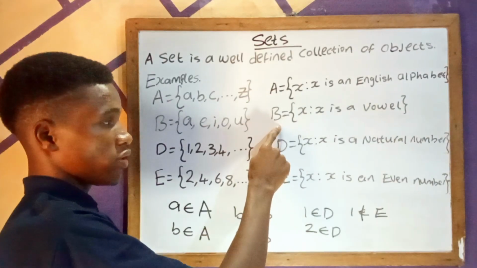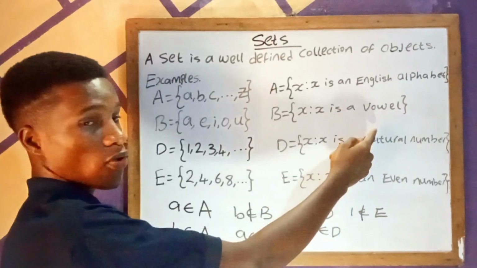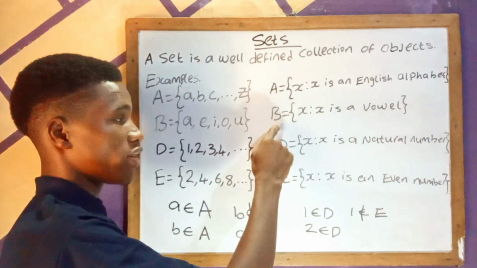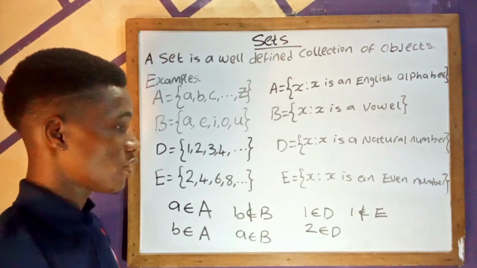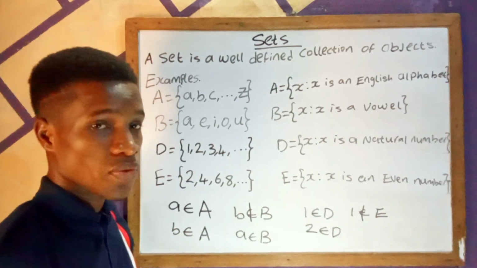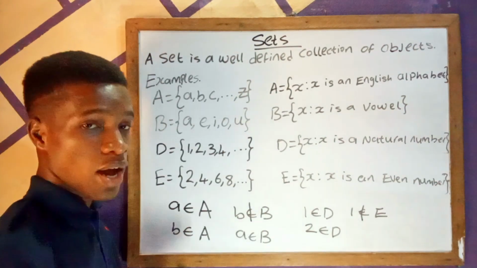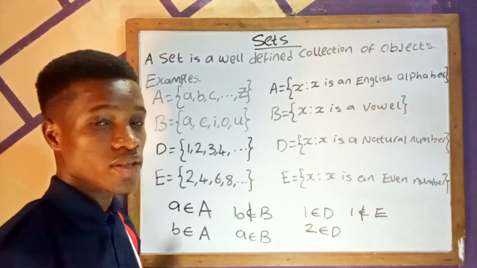In this second set B, we say that it's a set of vowels. So when we collect the set of vowels, it makes our set B. This one is a set of natural numbers. Those are our counting numbers. Then our set D, we call it the set of even numbers. Either of these two are correct. It just depends on the most convenient in a case study.